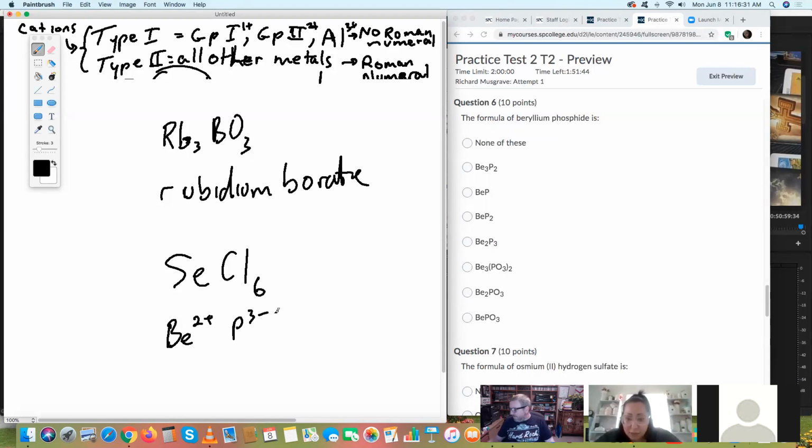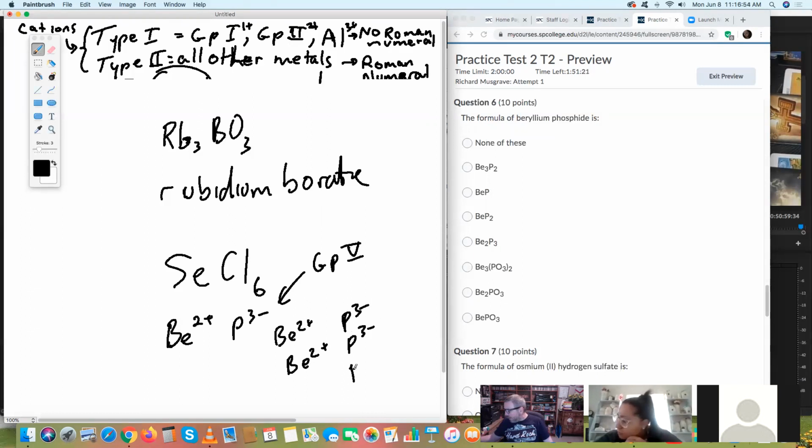So then my answer would be Be2P3. No. Let's say we did that, just for kicks. You said Be2P3, right? So let me ask you this: do those charges balance out? No.